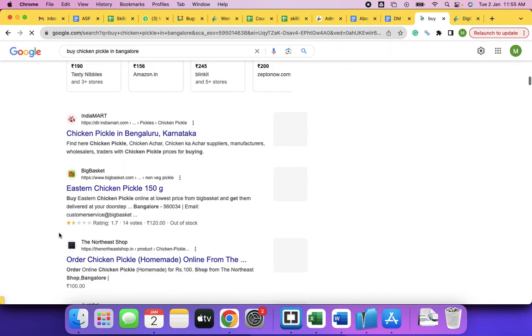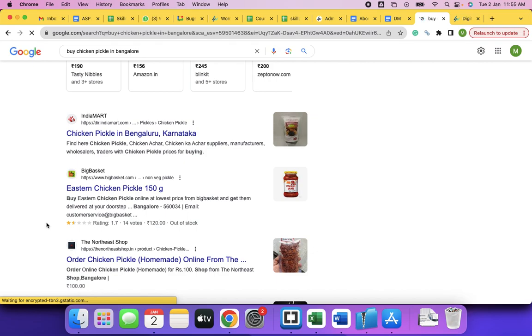Yeah, Big Basket. Okay, so on implementing the schema, the rich results or rich snippets will show up on the Google search results. You are going to implement the schema on your web page. Yes. Okay, so this will usually be done by developers. The website designers and developers will implement this.